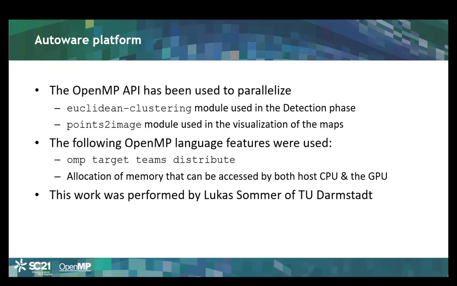So the following OpenMP features were used in the parallelization. Firstly, the OpenMP target teams distribute. The target is a construct with which you identify a piece of code which will be run on the accelerator. And the second feature used is that memory was allocated on a memory that is accessible by both host CPU and GPU. This is a basic feature of embedded systems. Note that this work was performed by Lucas Sommer of TU Darmstadt. The reference can be found in the blog on the OpenMP website.